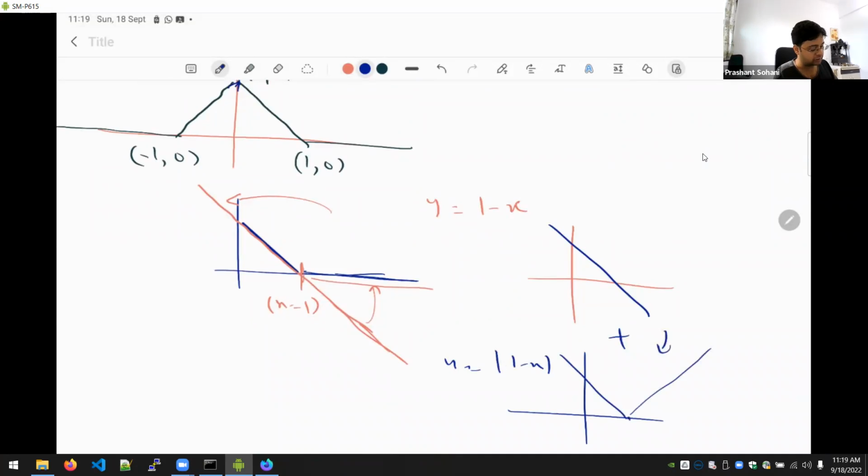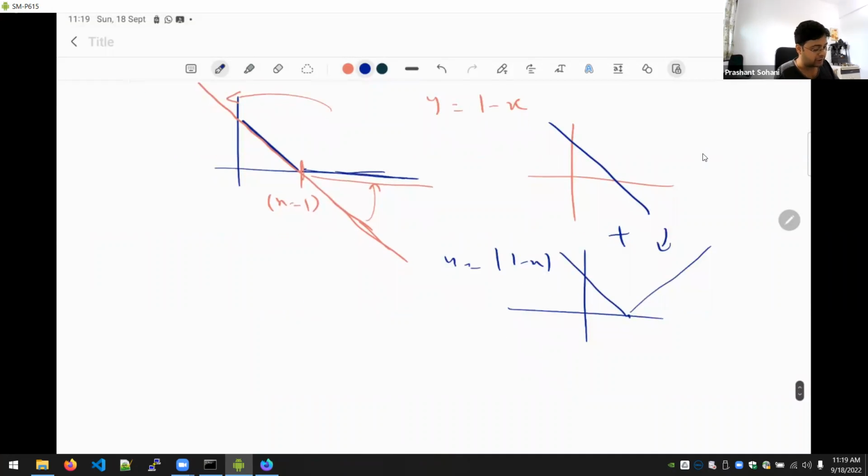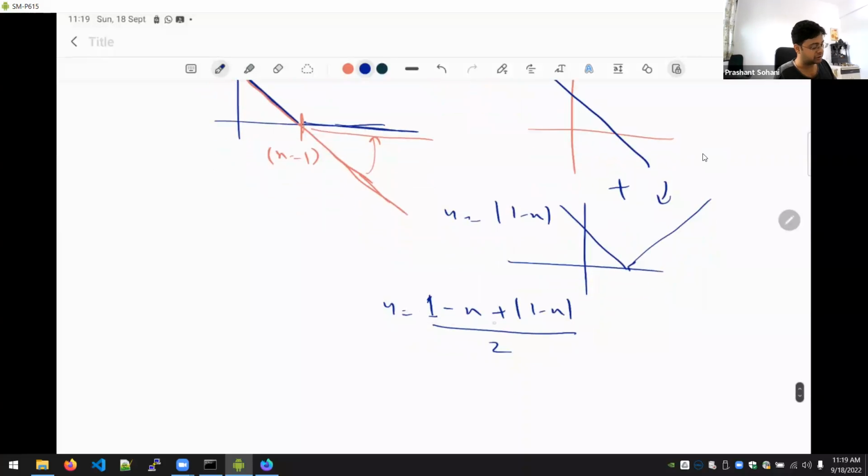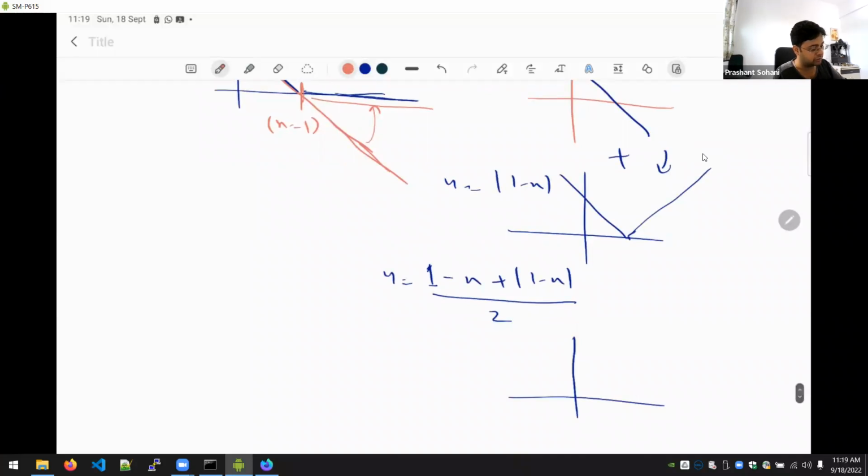If I add these two graphs together, what will I get? Or rather, take the average of these two graphs. So what if I consider y equals 1 minus x plus mod of 1 minus x? Unfortunately, my 1 and mod look very similar. You see that this graph will look precisely how we want, but this is just on the right hand side, where x is greater than 0. I want the same behavior on the left hand side also, so I can simply take mod of x here. In other words, y equals 1 minus mod of x plus mod of 1 minus mod of x. This is going to be this graph.